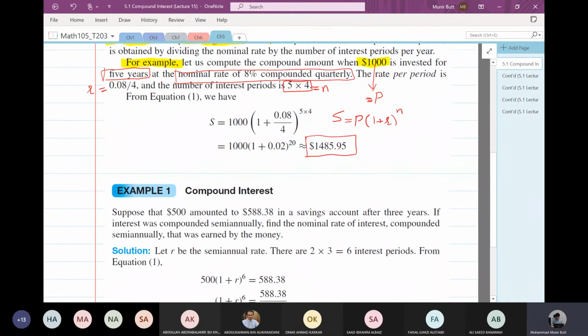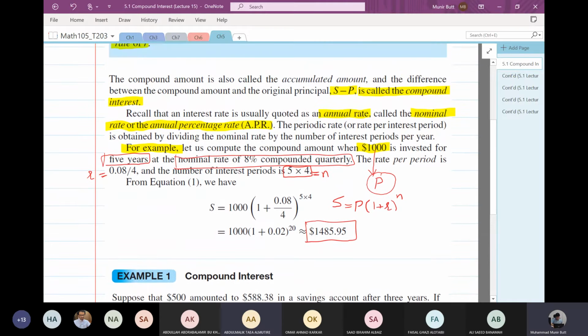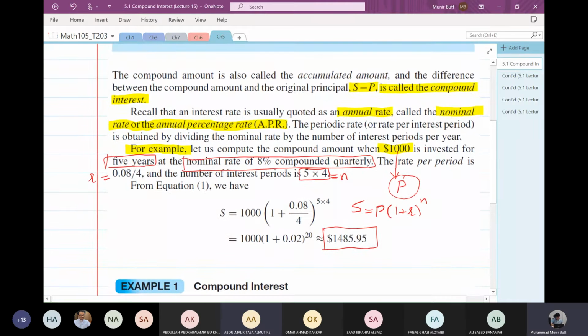Doctor, I have a question. What does P mean? P is the principal amount that you invested in the beginning. P is principal. Is it clear? Yes, yes, the principal that you invest.